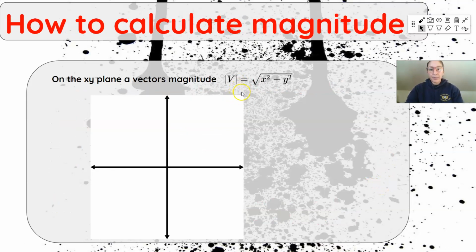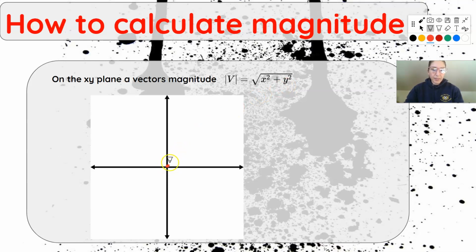So how to calculate magnitude now? On the xy plane, because I said in this video, we're only going to talk about two-dimensional vectors. This is not applicable if you're going to do 3, 4, and upper dimension. But because we're just sticking in 2D, the magnitude of a vector, or vector with the vertical bars, is just the square root of x squared plus y squared.